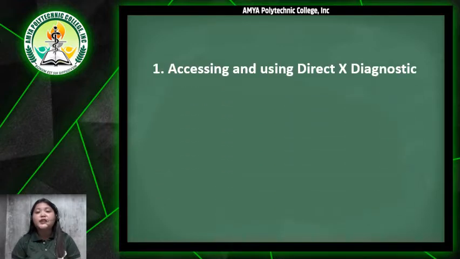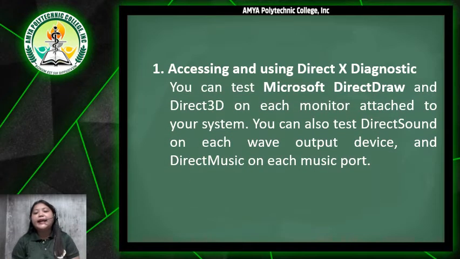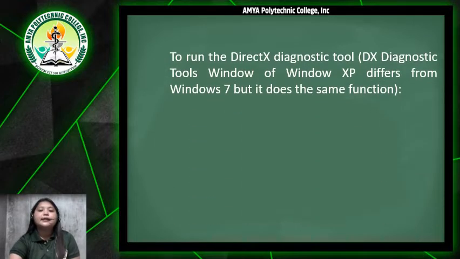Next, accessing and using DirectX Diagnostic. You can test Microsoft DirectDraw and Direct3D on each monitor attached to your system. You can also test DirectSound on each wave output device and DirectMusic on each music port. The DirectX Diagnostic Tool window of Windows XP differs from Windows 7, but it does the same function.